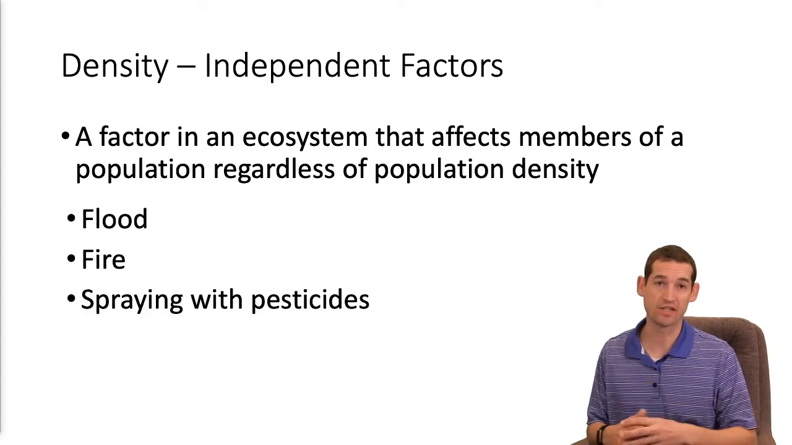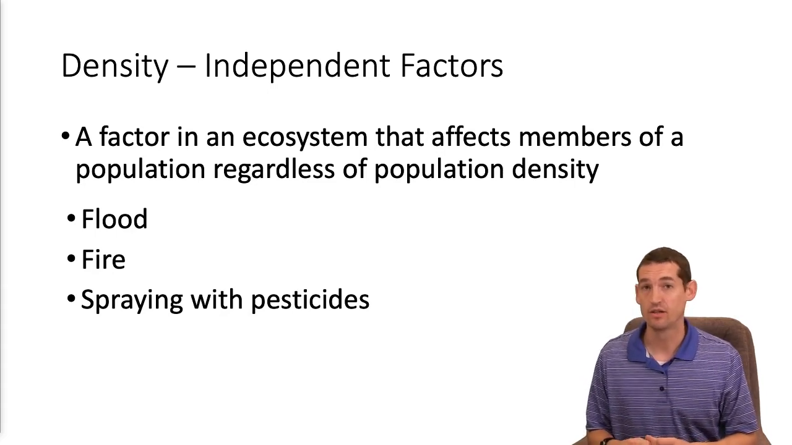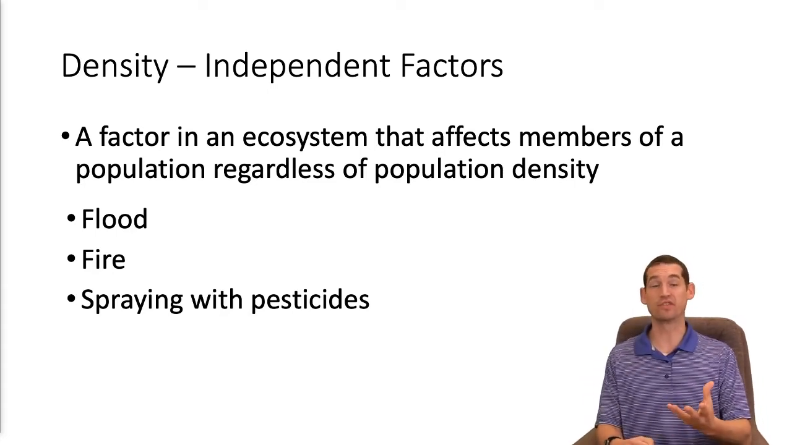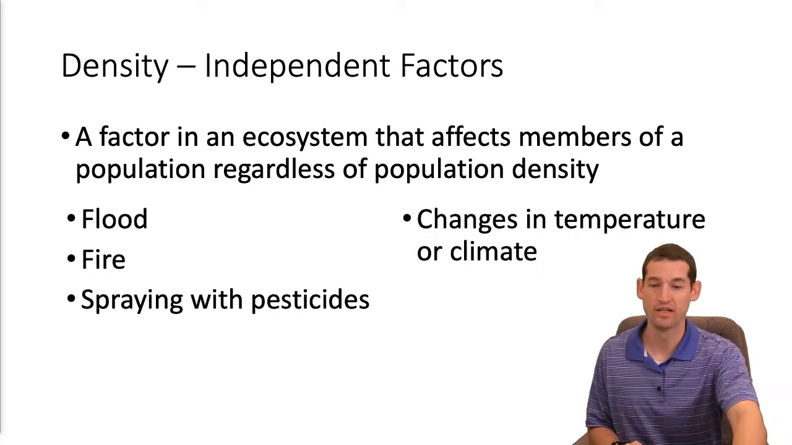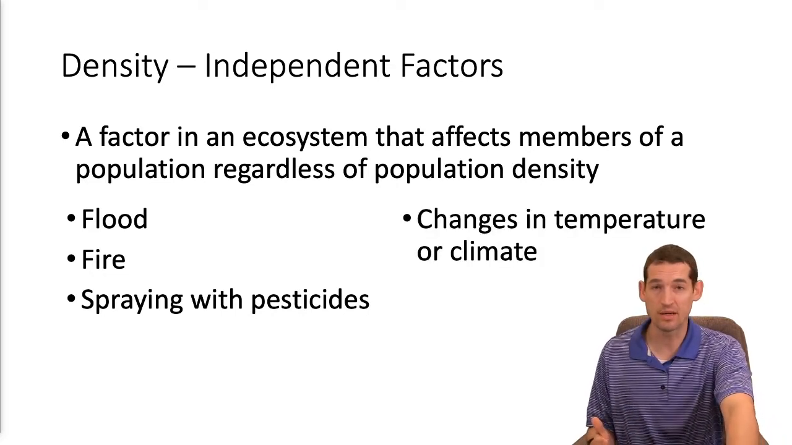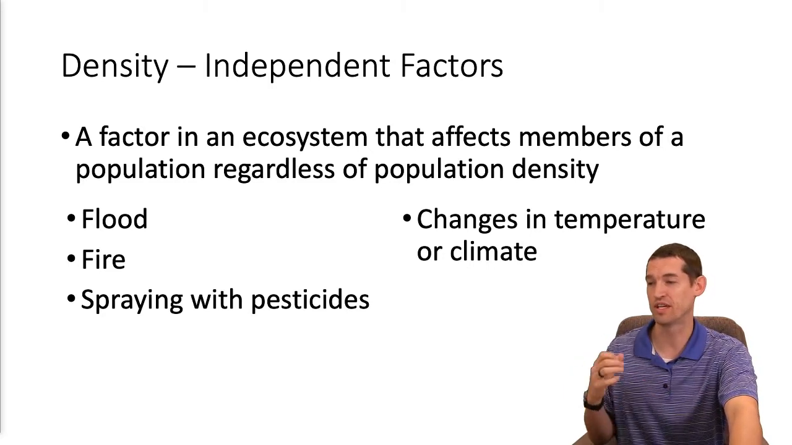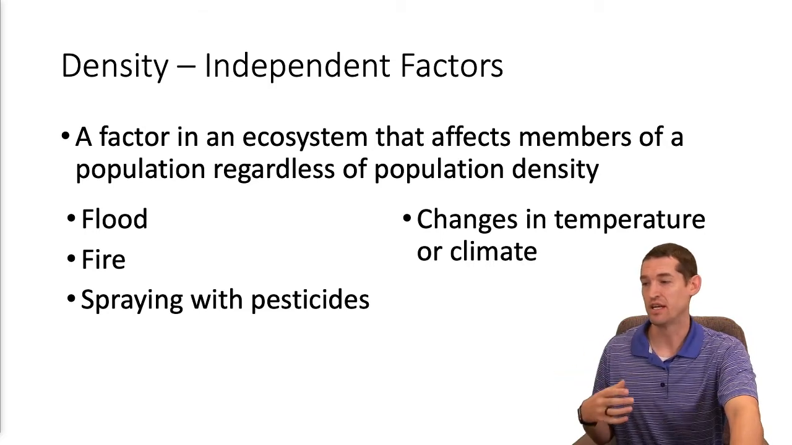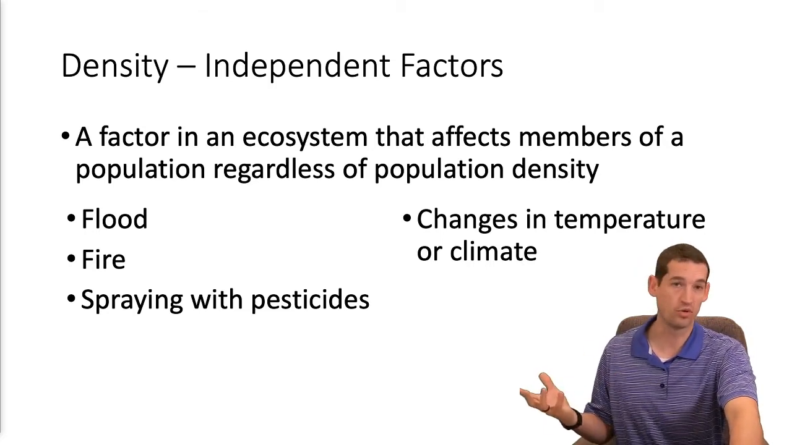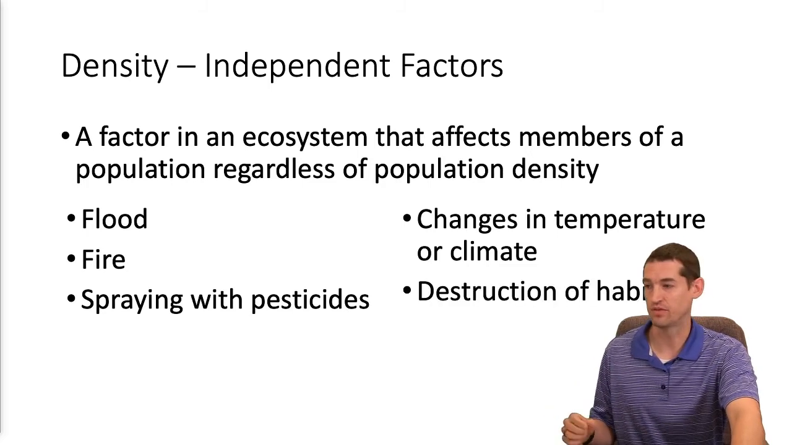Okay, spraying with pesticides. That pesticide is going to have the same effect, or at least the same percentage of killing off a pest, whether there's 1 or whether there's 1,000 of them there. Changes in temperature or climate. Again, we're not talking about human causing climate. We're just saying if there was a change in temperature for some reason, it won't matter if there's 50 polar bears or if there's 2. That's going to have the same rough effect.